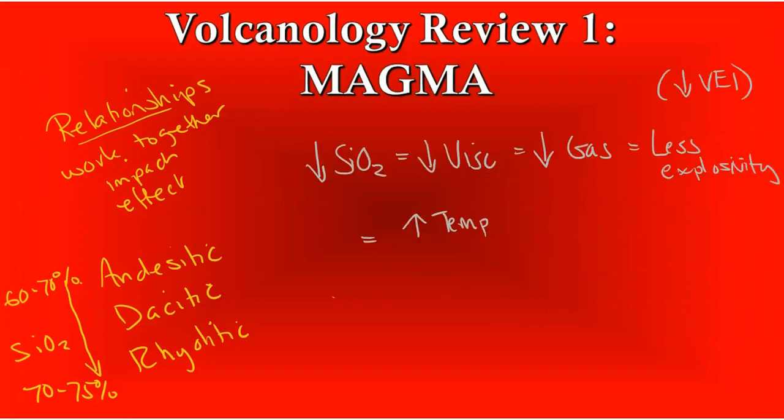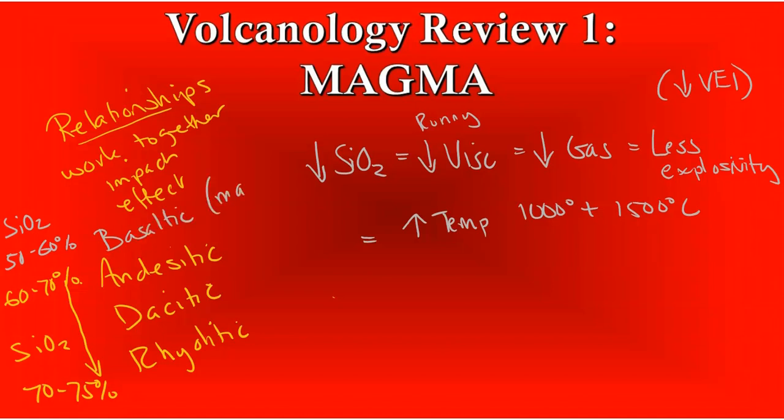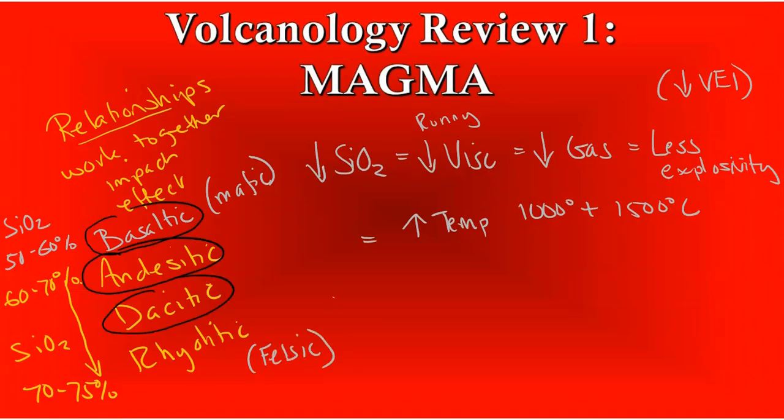So the lower the silica, the lower the viscosity, the runnier it is. This is very runny. It equals less gas, so therefore it's less explosive and lower on the VEI scale, and it'll be a higher temperature. So it'll be 1000 degrees plus up to 1500 degrees centigrade. And then this one would be from 50 to 60% silica, so SiO2. This is all silica percentage, and this would be called basaltic. Another word for basaltic is mafic composition, and the opposite end of that spectrum is rhyolitic, which is called felsic. So here's our 4 types of magma: basaltic, andesitic, dacitic, and rhyolitic.